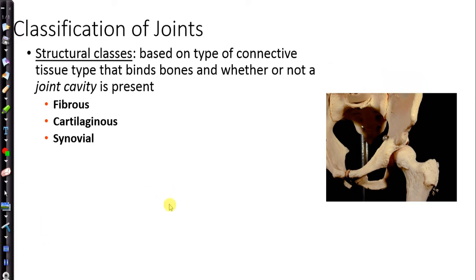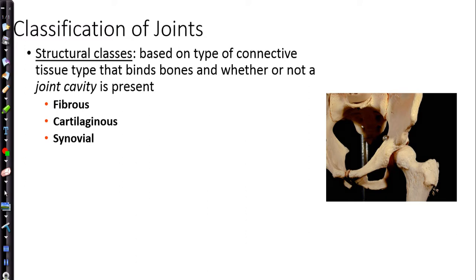Okay, so when we talk about the classification of joints, we can talk about them in either a structural class or a functional class. So for structural class, we're talking about what kind of tissue actually makes up that joint. So we can look at three different types: a fibrous joint, a cartilaginous joint, and a synovial joint.